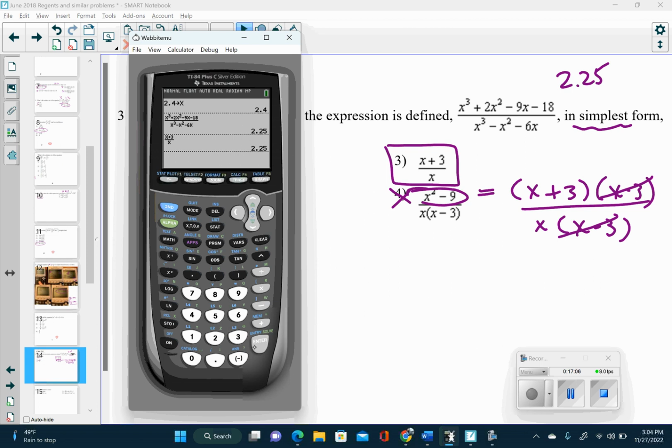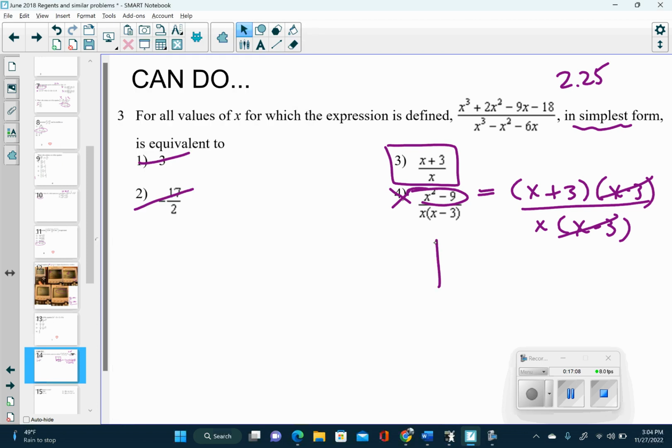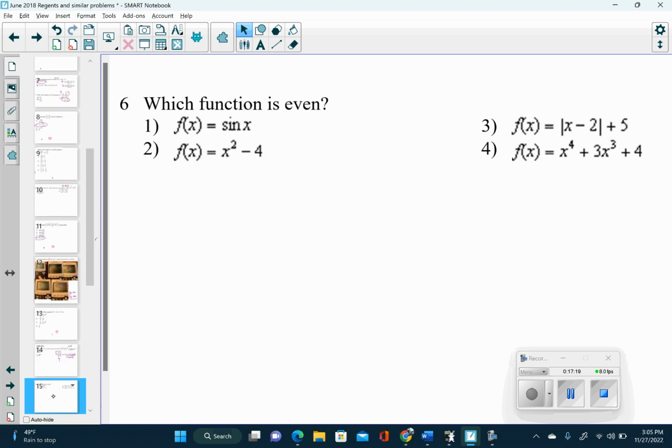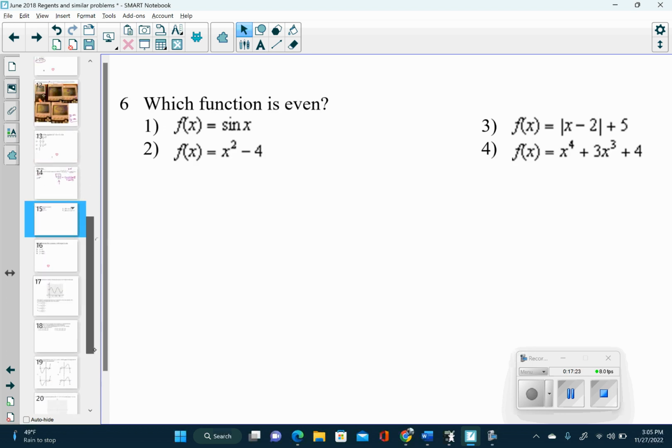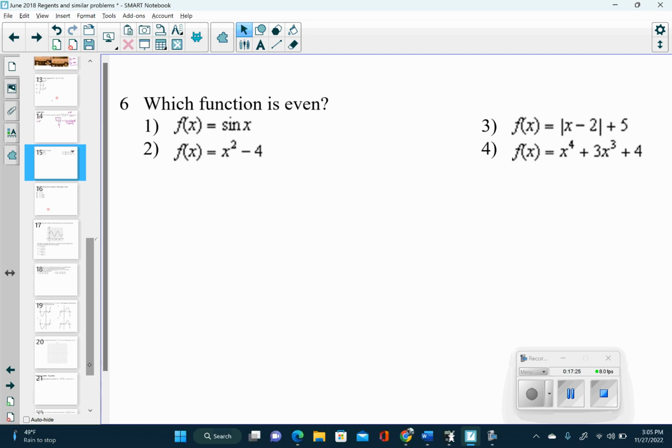And the reason why I did that is because if I plugged the fourth one into the calculator, I also would have gotten 2.25, but I can see that this right here is not in simplest form. So that's why I proved this to you right here. Okay, so there's no similar problem that I found that's close to it. Question number 6, which function is even?